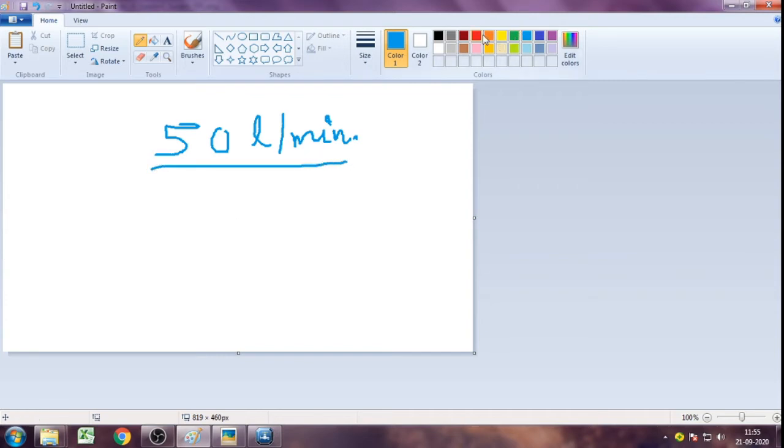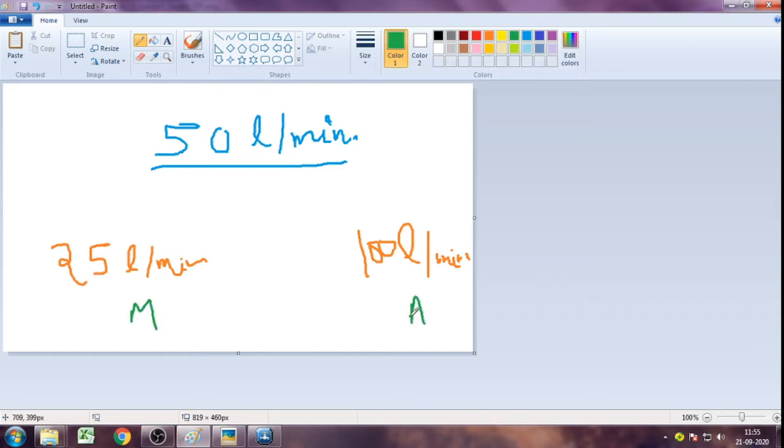Now let us consider that during the morning hours the water demand is 25 liter per minute, and during the afternoon the water demand is 100 liter per minute. So this demand, we can say, is not fixed but varying with time, right? So this is morning time, this is afternoon.